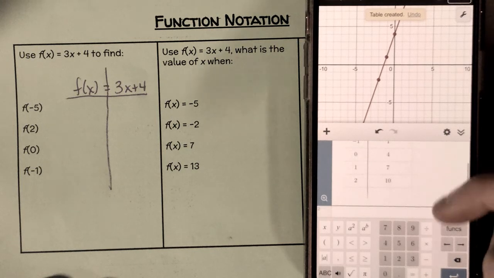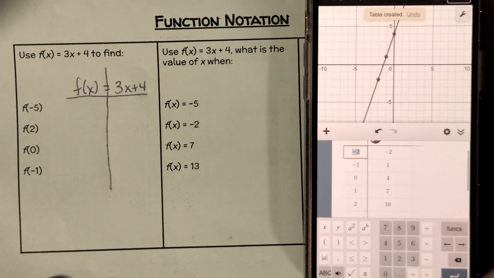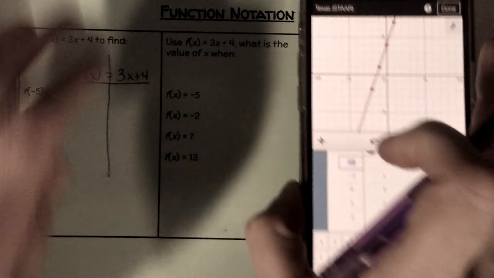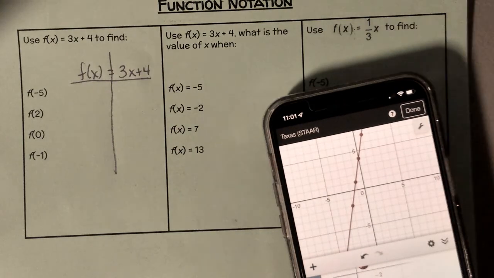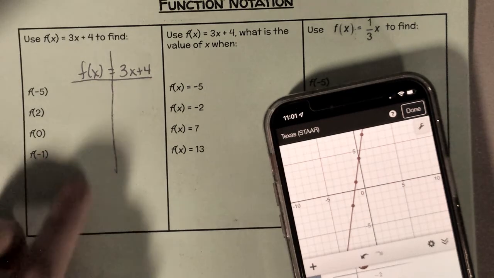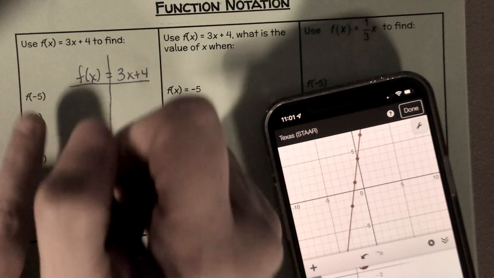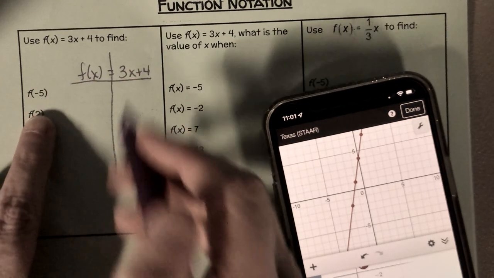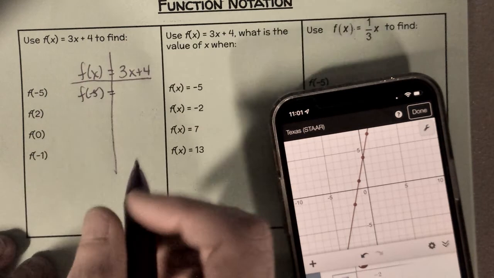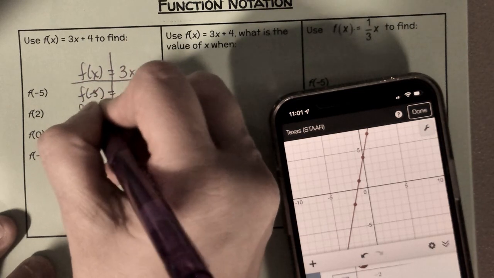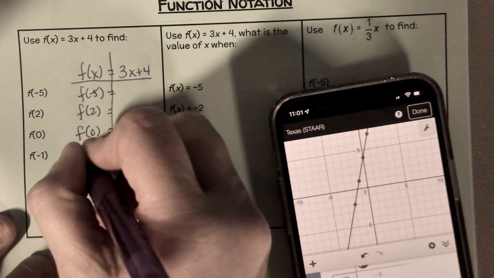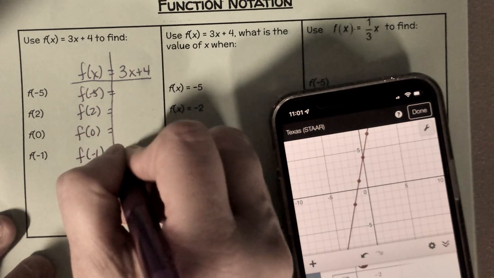Okay, so when I look at this, I'm looking for certain values. So these are inside the parentheses. Remember, inside is my input, it's my independent, it's my x. So when I see a number, does that look more like the left side or the right side? It looks like the left side. So f of negative 5 equals something. F of 2 equals something. F of 0 equals something. F of negative 1 equals something.